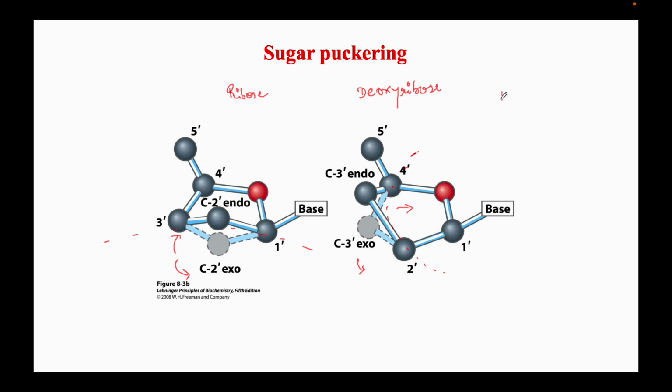Ribose has a C2 OH, and because of this C2 OH present in ribose, it will have a C3 endo sugar puckering. This C2 cannot move because of the OH present here. This C2 OH will cause steric hindrance, and that's why we observe a C3 endo sugar puckering in ribose. Whereas deoxyribose doesn't have any C2 OH.